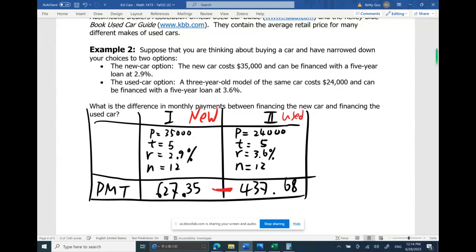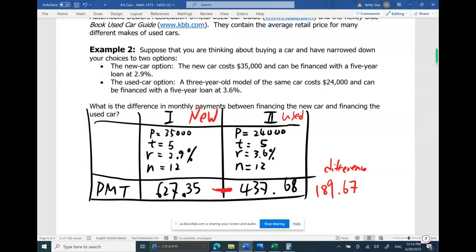And what's the difference? For the difference, you just use 627.35. You can use your handheld calculator to see if you have the same amount as me. 627.35 minus 437.68. The difference is $189.67.